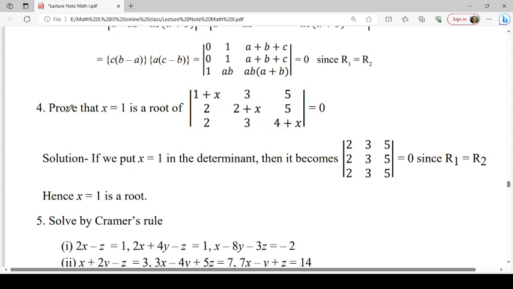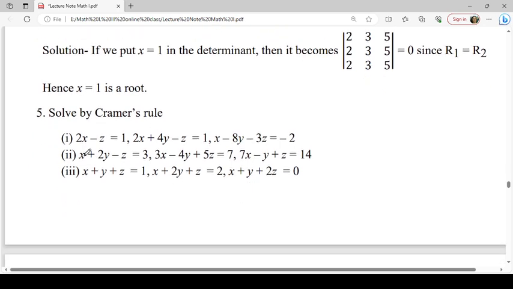We have to prove that x equal to 1 is a root. So we just put x equal to 1 here. Then what we get here? See, this is 2 2 2, 3 3 3, 5 5. Obviously the value is 0. So x equal to 1 is a root.